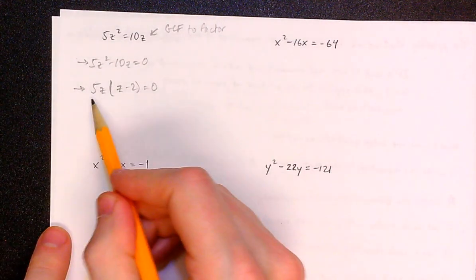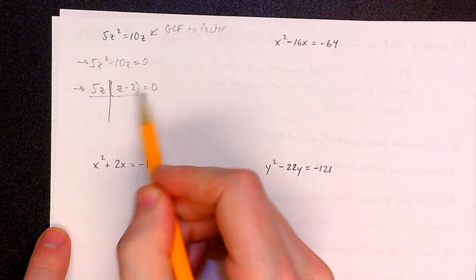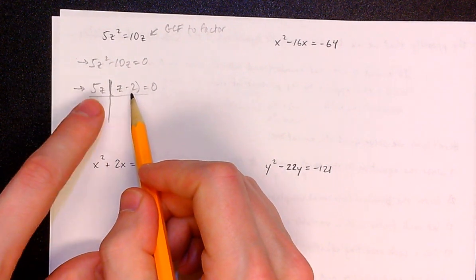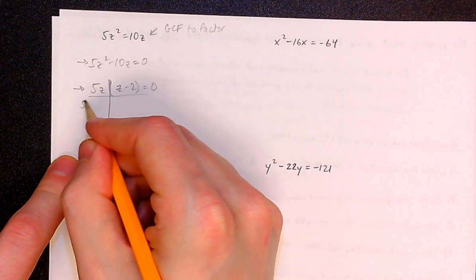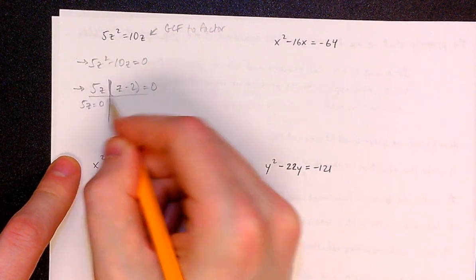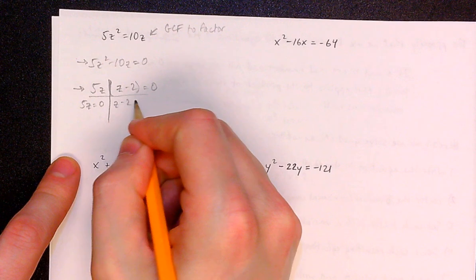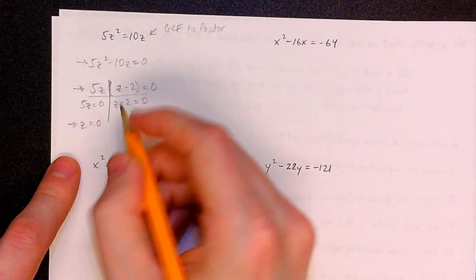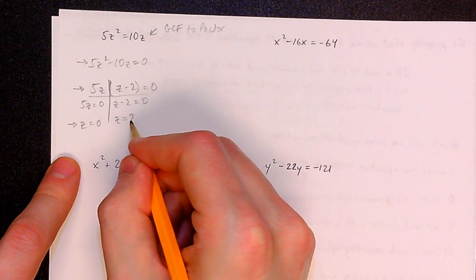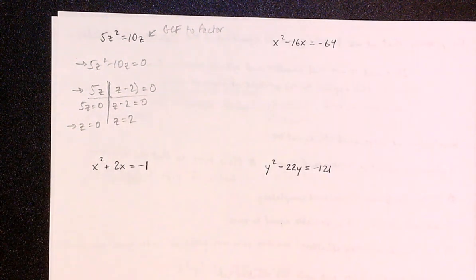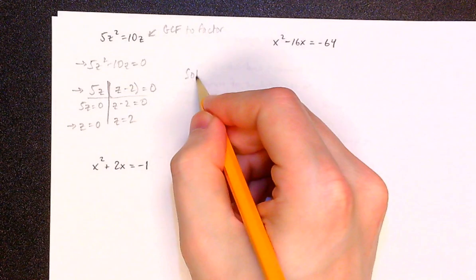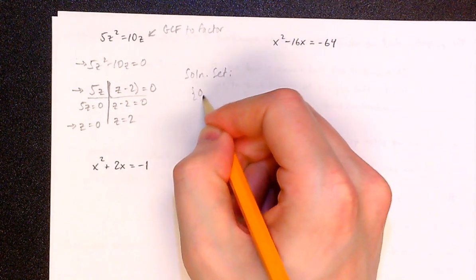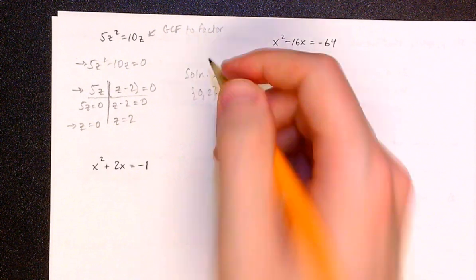Now, this is a factor that contains a variable. That contains a variable. We have it factored here. Set each factor equal to 0, and you find that z is equal to 0 there, and z is equal to 2 there. So these are the two values, 0 and 2.